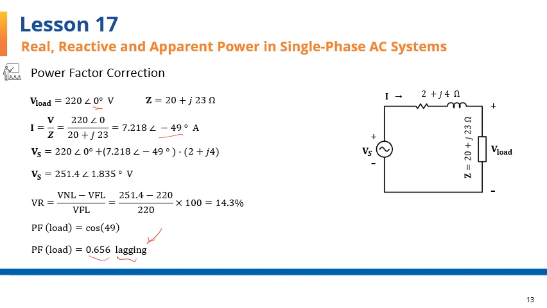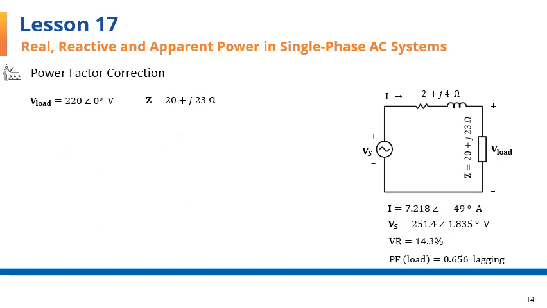Let's summarize the results that we have found so far so that we can refer to them later. Here are the current, the source voltage, the voltage regulation, and the power factor. Of course, the load voltage is a constant 220 with 0, and the load impedance is written out up there. I will now find the real and reactive powers that are consumed in the load and that are lost in the line.